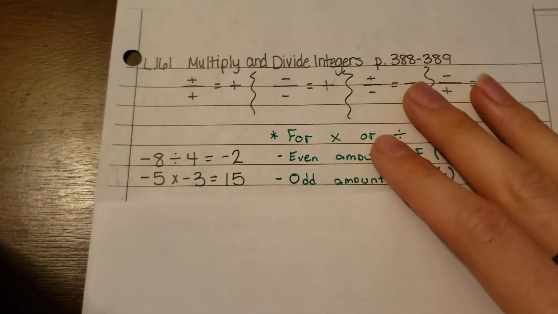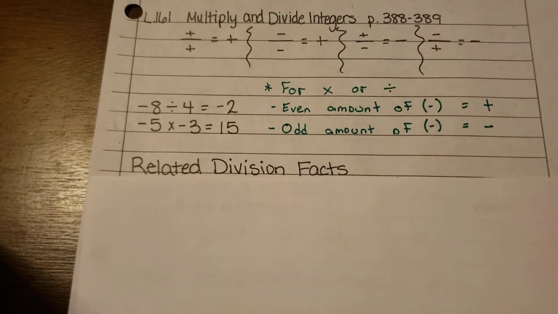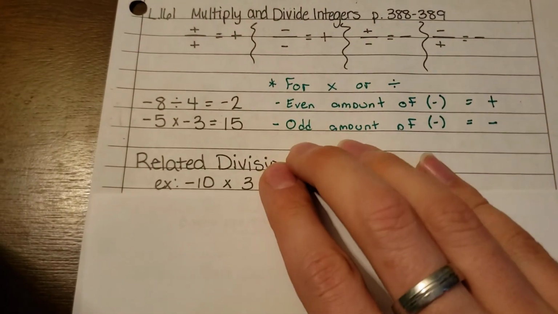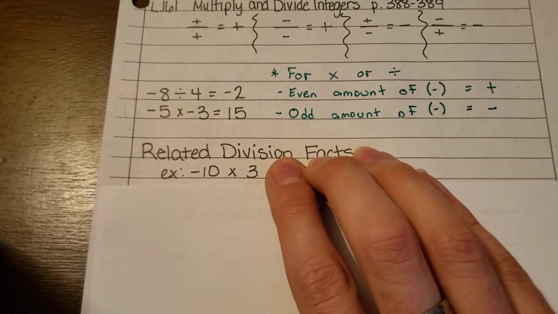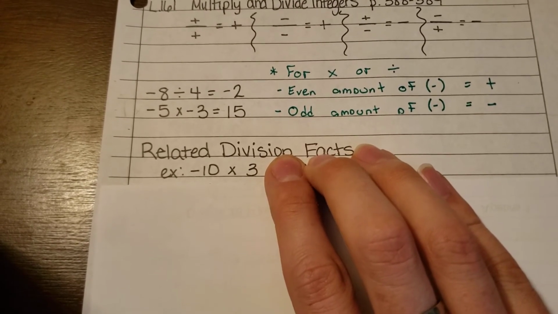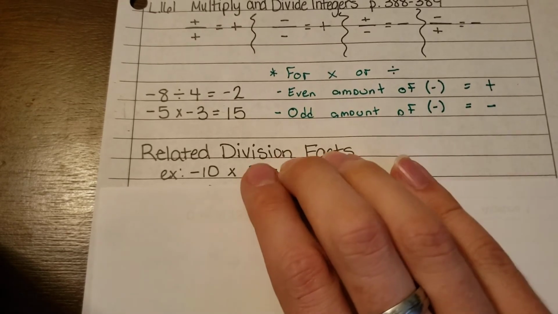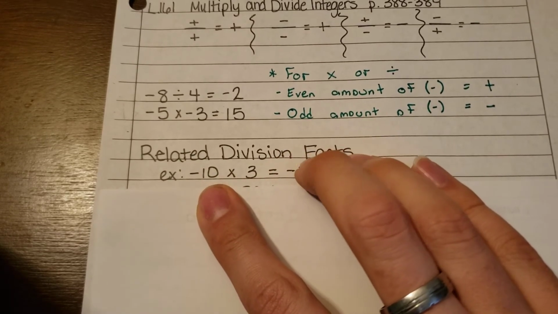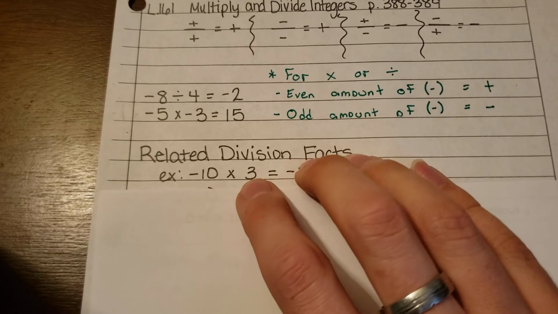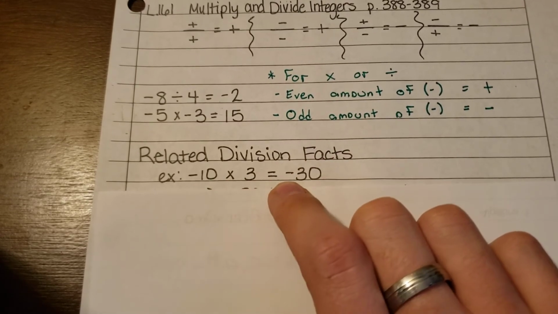All right, let's move on. So here are some division facts which we should be familiar with. So if I have, now you might say, Mr. Bulger, that's not division. Just follow me out. So again, I have an odd amount of negatives. I only have one negative number here, that's this negative 10. So therefore, my answer is going to be negative. And 10 times 3 is 30. So negative 10 times 3 is negative 30.